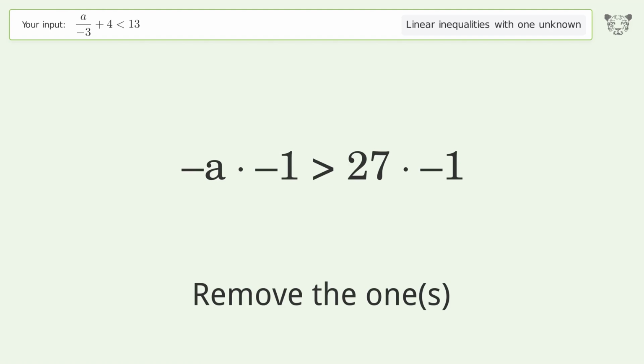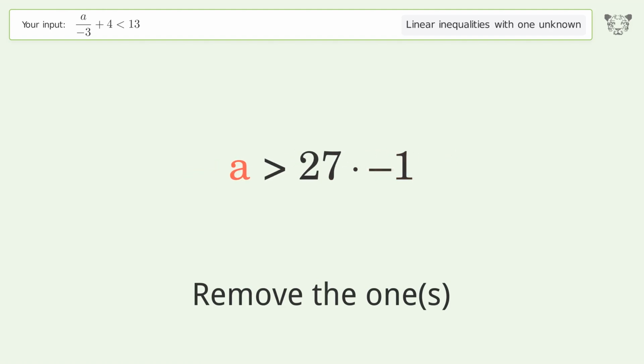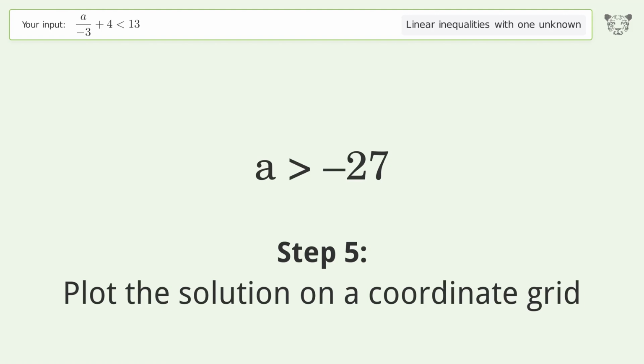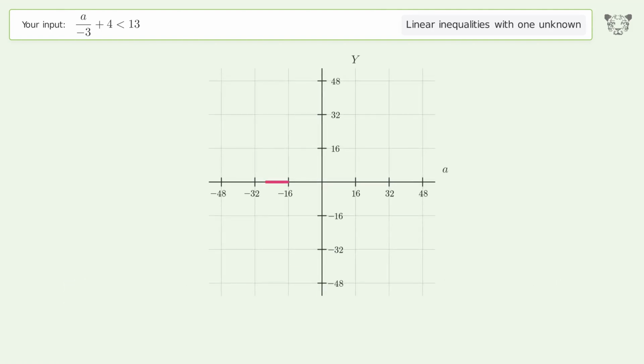Remove the ones. Simplify the arithmetic. Plot the solution on a coordinate grid. And so the final result is a greater than -27.